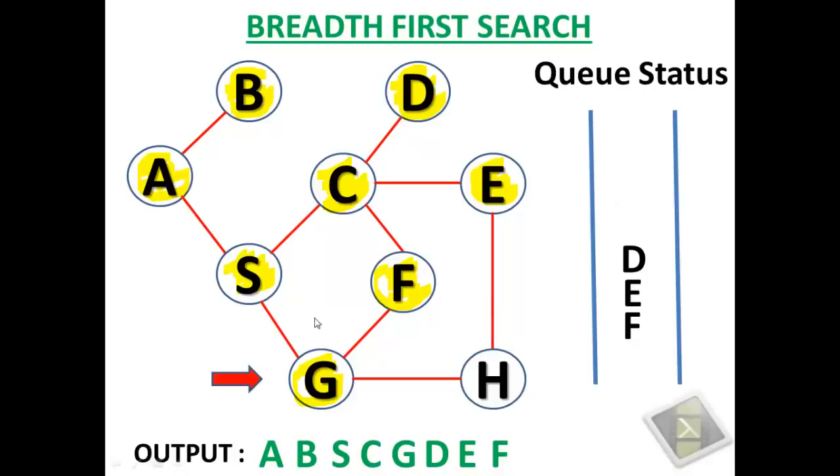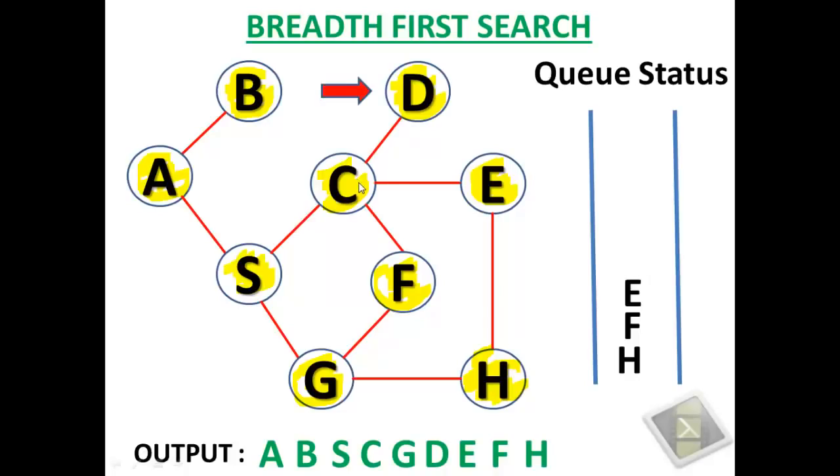Now we have G here. G has only H as the adjacent unvisited node. We'll enqueue it and add it to the sequence, marking it as visited. Now we have D as the top symbol of the queue. We'll dequeue it and we'll point to D.